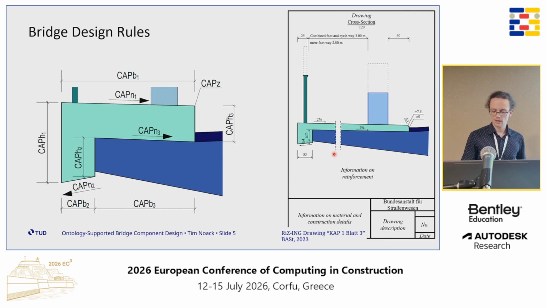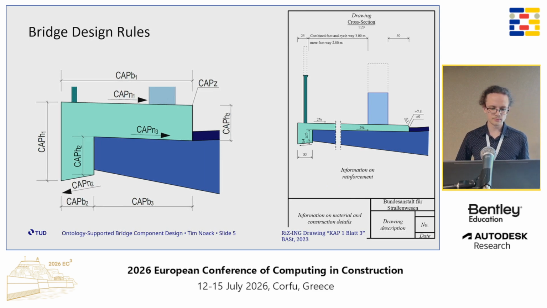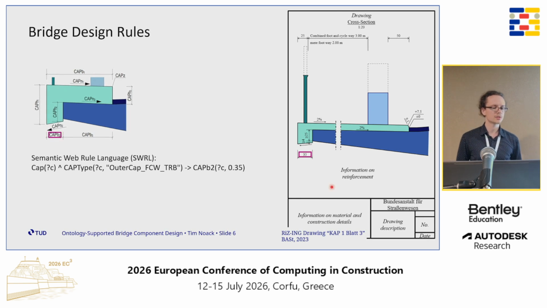And I wanted to integrate these rules that are inherent in these drawings into the ontology that I showed before, and to find the values automatically. And for that, I've used the Semantic Web Rule Language. And here I want to show a small example of how to use this. So we have a cap C, and if this cap C has the cap type as the one on the right-hand side in the drawing, then its lower width has a value of 35.